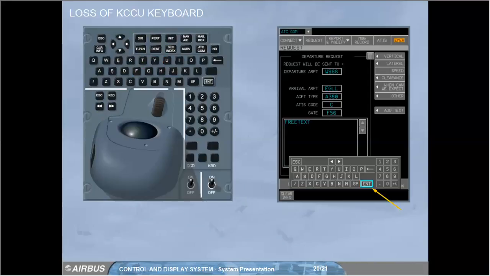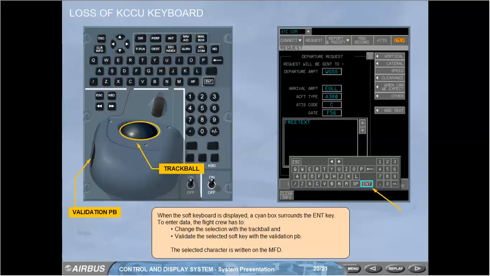When the soft keyboard is displayed, a cyan box surrounds the enter key. To enter data, the flight crew has to change the selection with the trackball and validate the selected soft key with the validation push button. The selected character is written on the MFD.